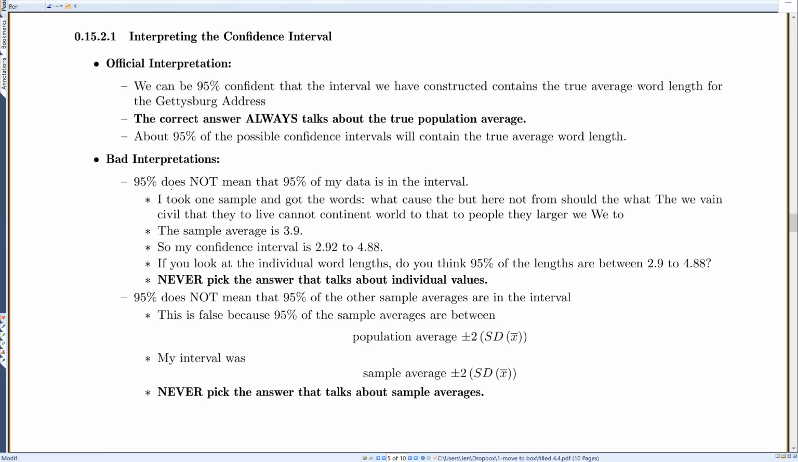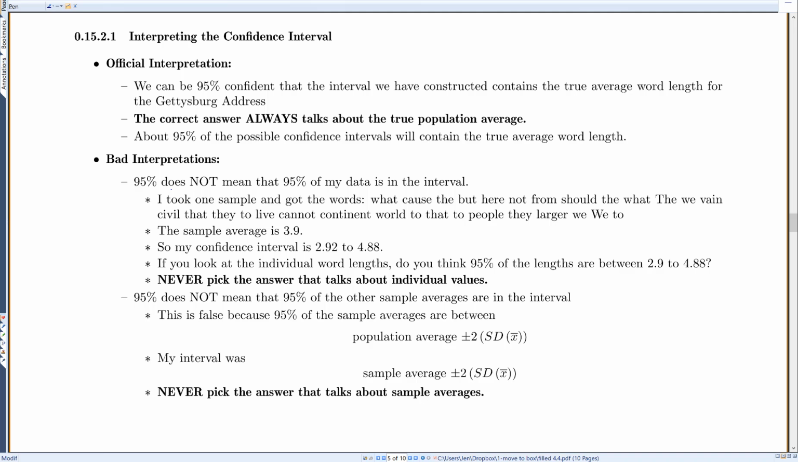And we talked about this before, but let's just go over it again. To interpret our confidence interval, our official interpretation, you can think about it a couple ways. We can be 95% confident that the interval we've constructed contains the true average word length for the Gettysburg Address. The correct answer will always talk about the true population average. You can also think about it as 95% of the possible confidence intervals would contain the true average word length.